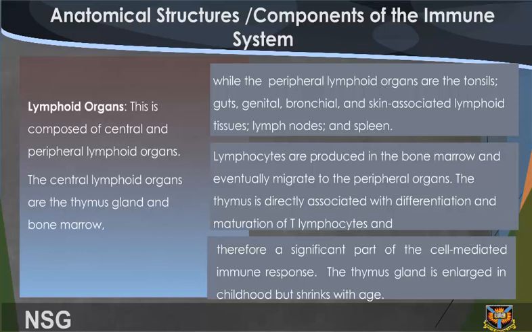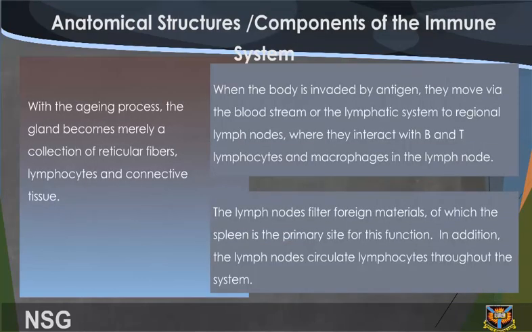The thymus is directly associated with differentiation and maturation of T lymphocytes and therefore a significant part of the cell-mediated immune response. The thymus gland is enlarged in childhood but shrinks with age. With the aging process, the gland becomes merely a collection of reticular fibers, lymphocytes, and connective tissue.